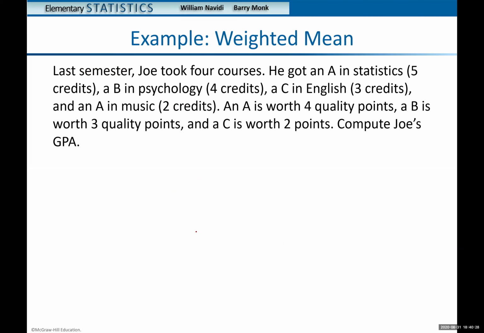Okay, so let's have an example here. Last semester, Joe took 4 courses. He got an A in statistics, and it has 5 credits. B in psychology, 4 credits. C in English with 3 credits, and an A in music with 2 credits. An A is worth 4 quality points, B is 3, C is worth 2 points. And now we're going to compute for Joe's GPA.